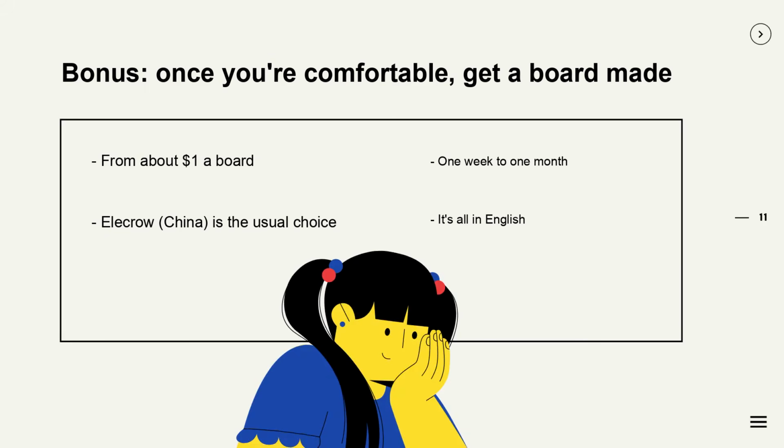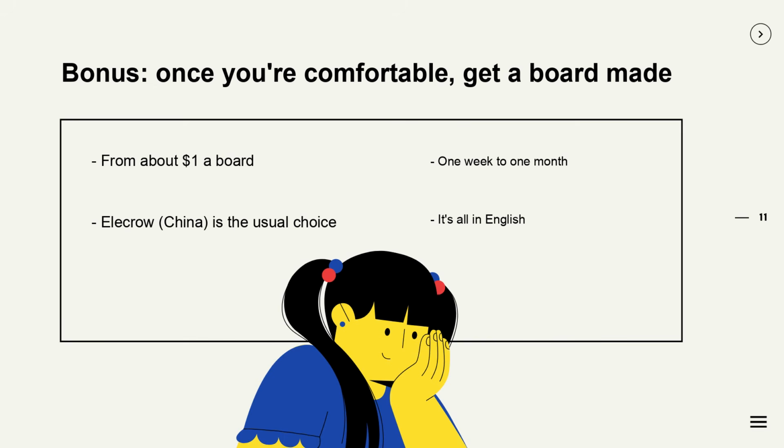One last bonus. Once you're comfortable, try having a board actually made. Isn't getting a board made hard work? Doesn't it cost a fortune? A lot of people worry about that, but it really isn't like that at all. I've listed 4 points. A board can cost as little as $1. This was true for me as well. When I first heard it, it floored me. Every board in this video was made for about $1 each.